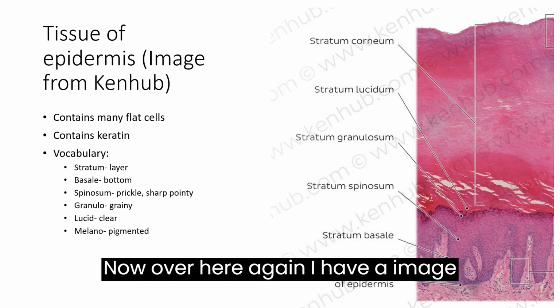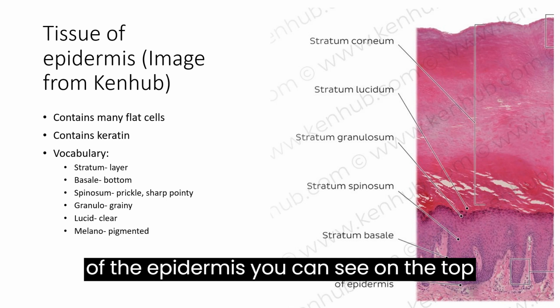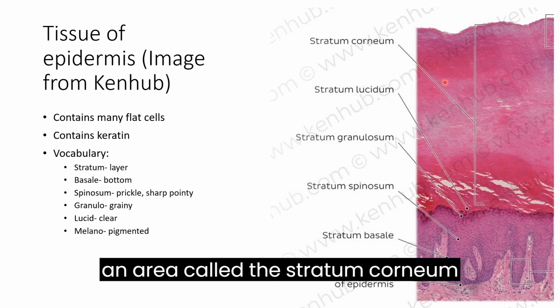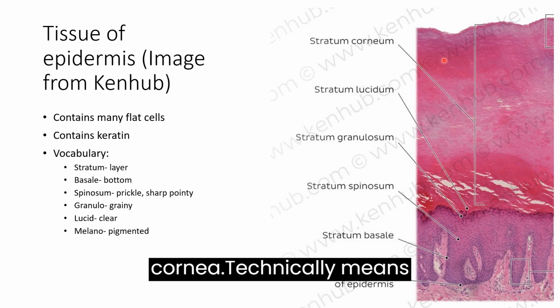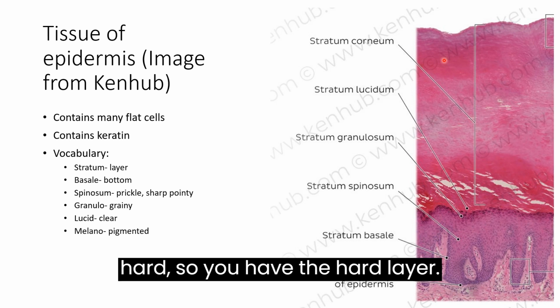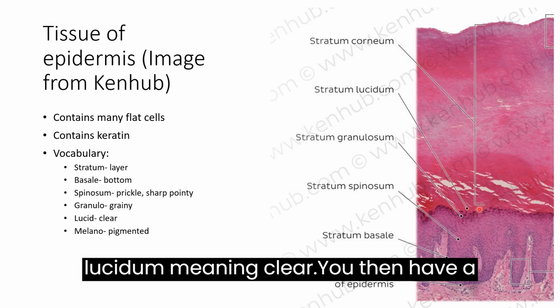Now, over here, again, I have an image from KenHub, and you can see the layers of the epidermis. You can see on the top area here is an area called the stratum corneum. Cornea technically means hard, so you have the hard layer. Then you have a clear layer right underneath it called the stratum lucidum, lucidum meaning clear.